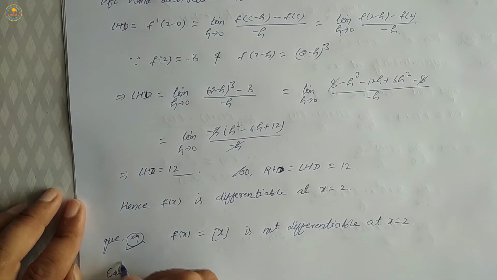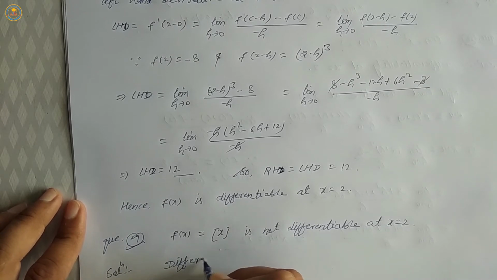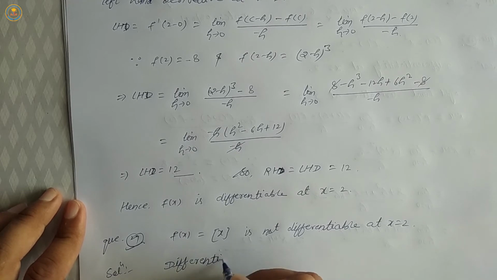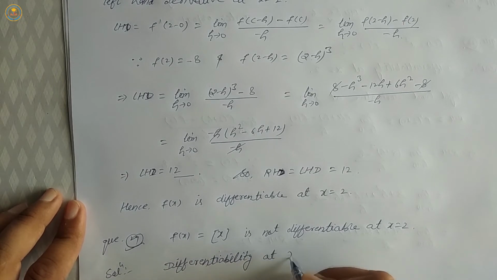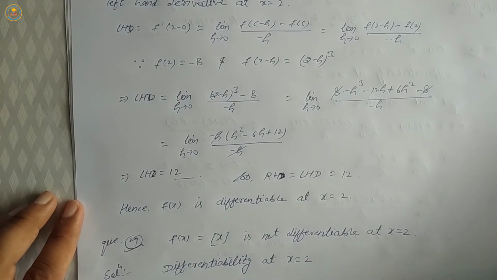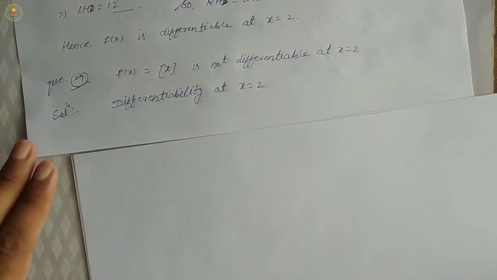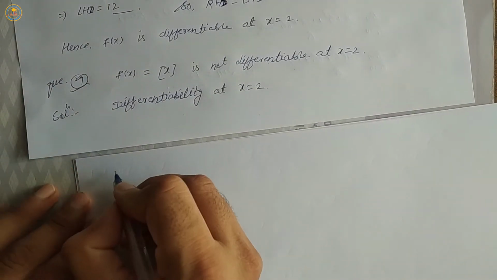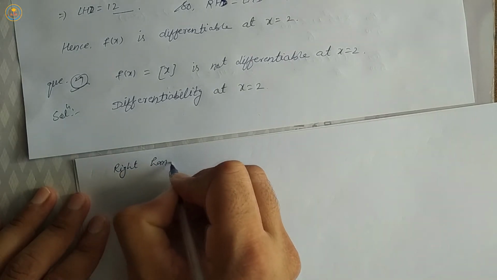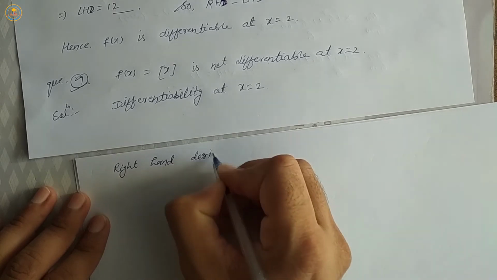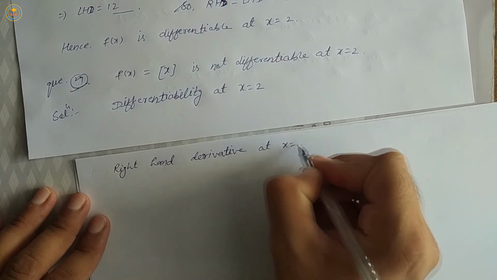Solution. Differentiability at x is equal to 2. Right hand derivative at x is equal to 2.